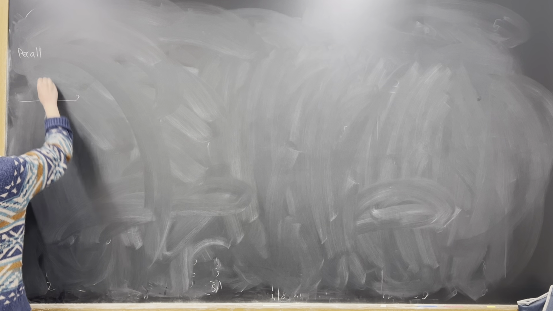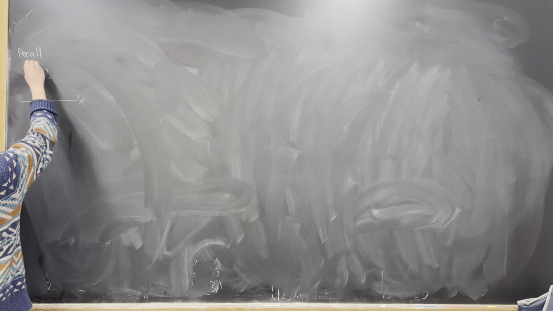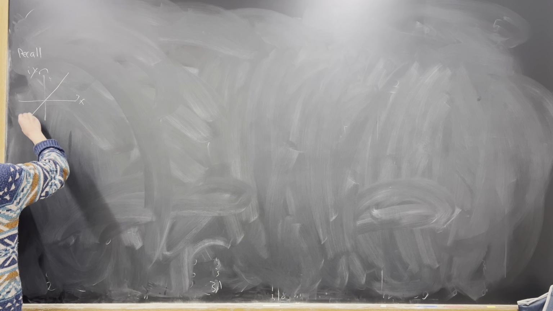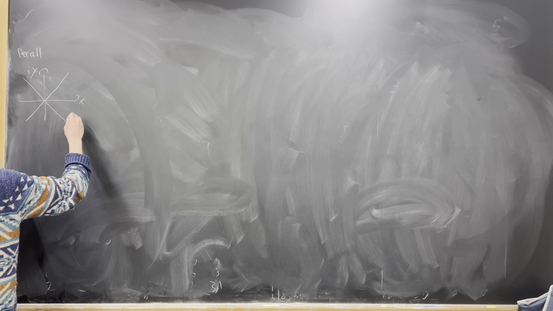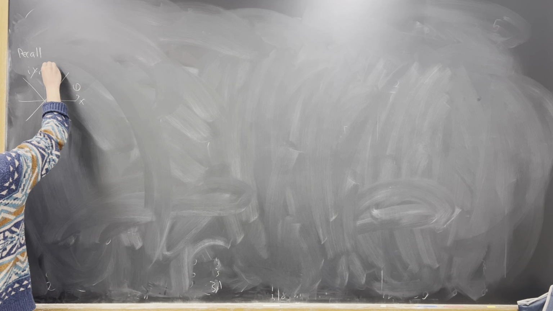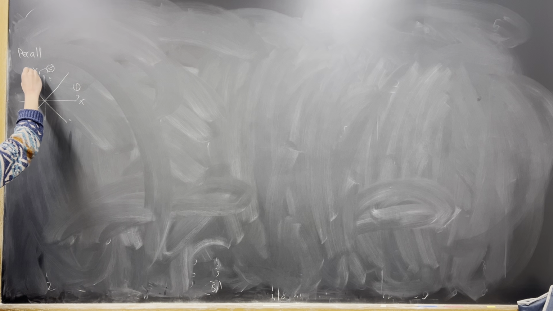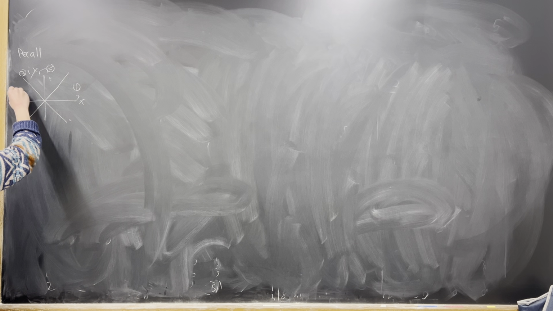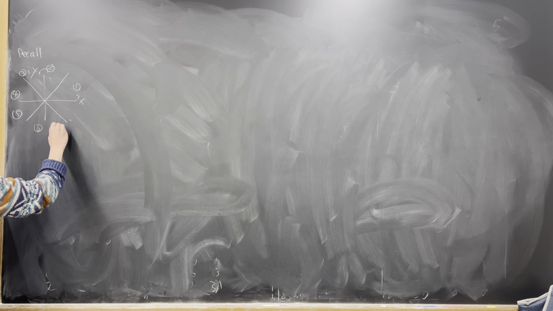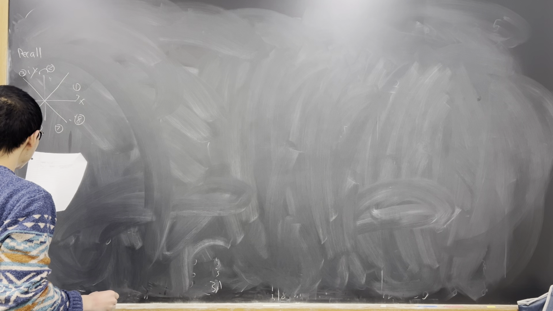So this is the real axis. This is the imaginary axis. And then we split the region into 8 parts, right? Last time I was doing the analysis on this second part. So 3, 4, 5, 6, 7, 8.